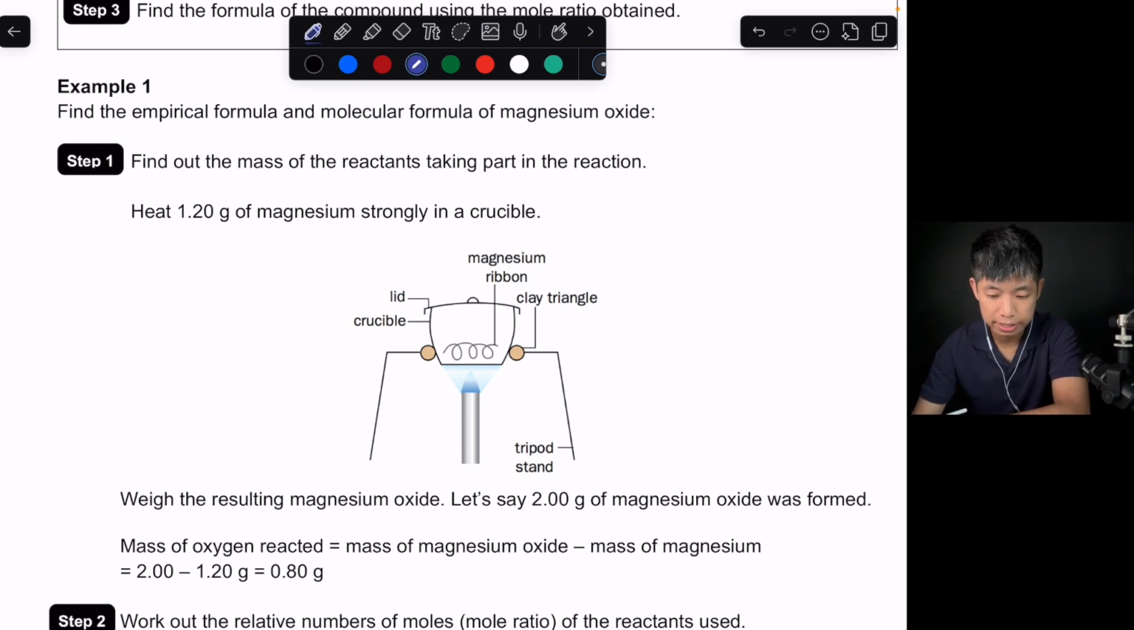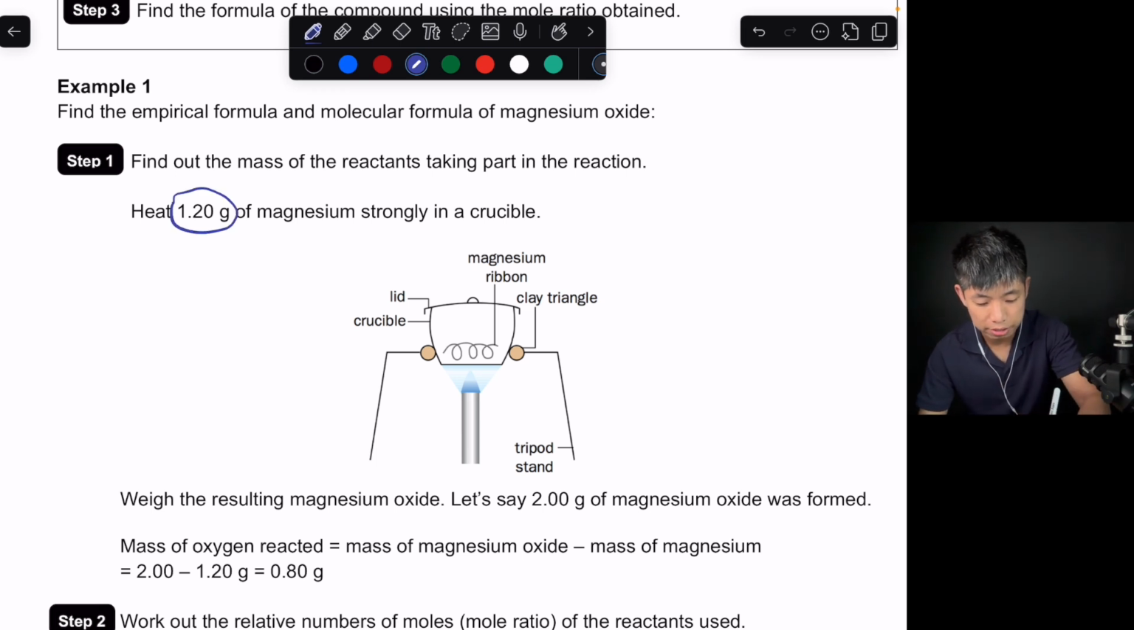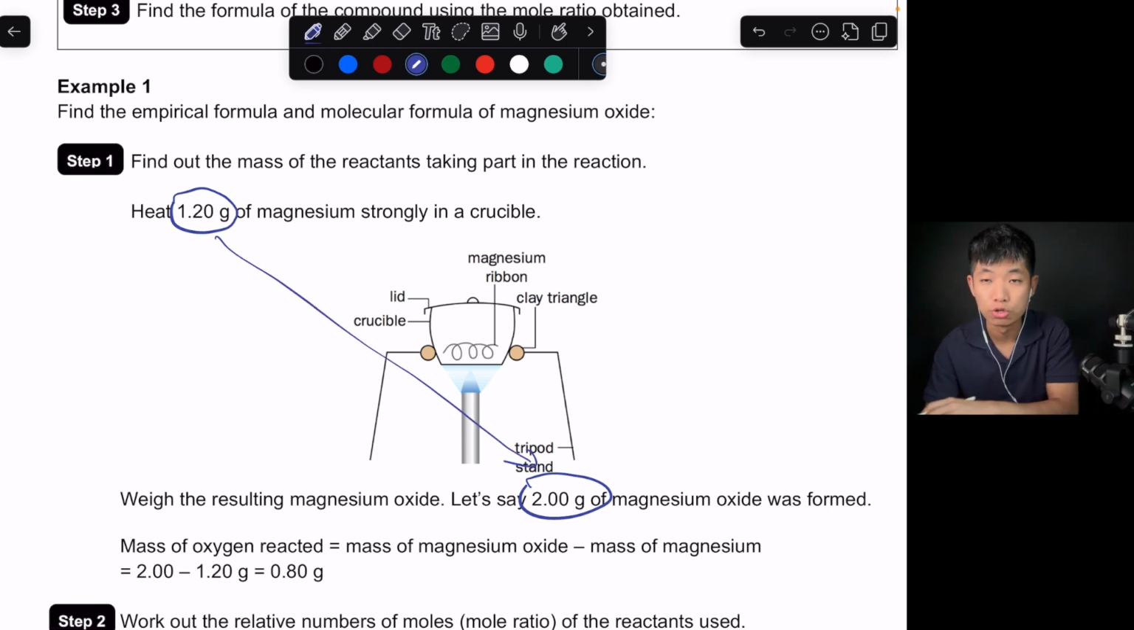Let's say I start with 1.20 grams of magnesium. I heat it, and it reacts with oxygen to form magnesium oxide. So I can weigh. Before, magnesium is this mass. After reacting with oxygen, this is the final mass. I know the difference in mass is due to oxygen being gained, correct? So I can work out that the mass of oxygen that combined with magnesium is 0.8.